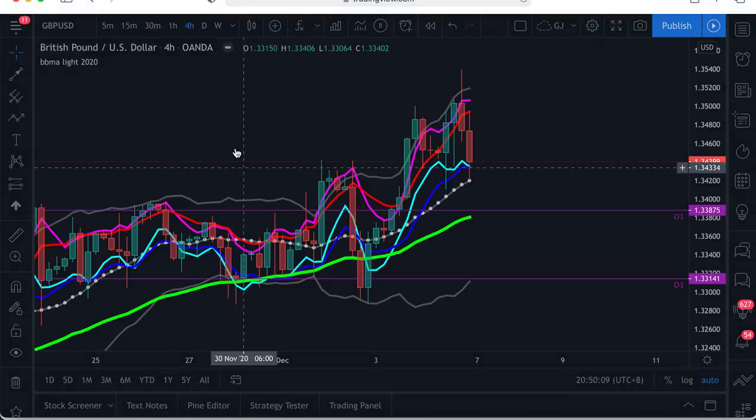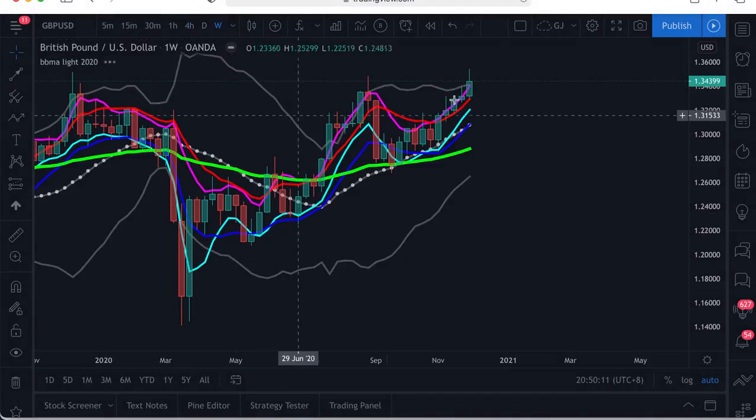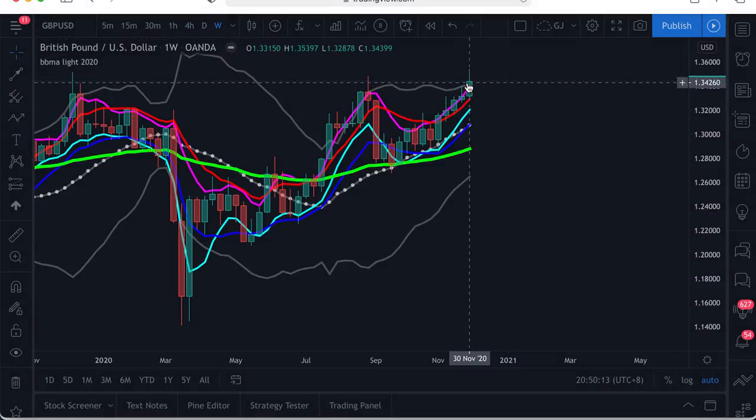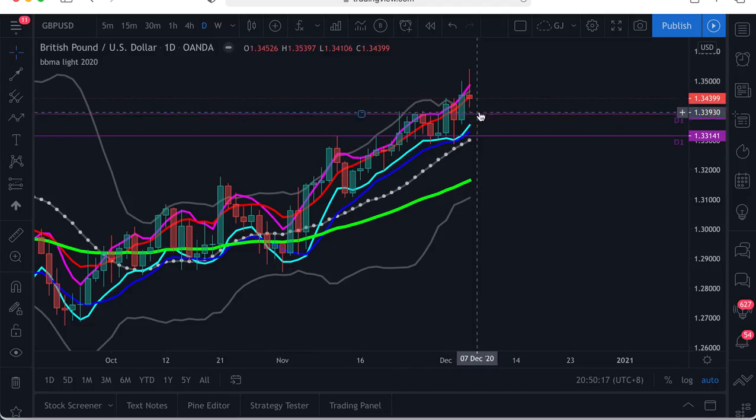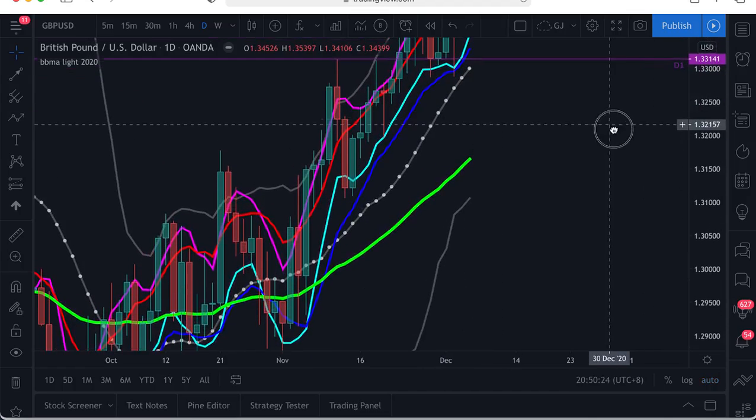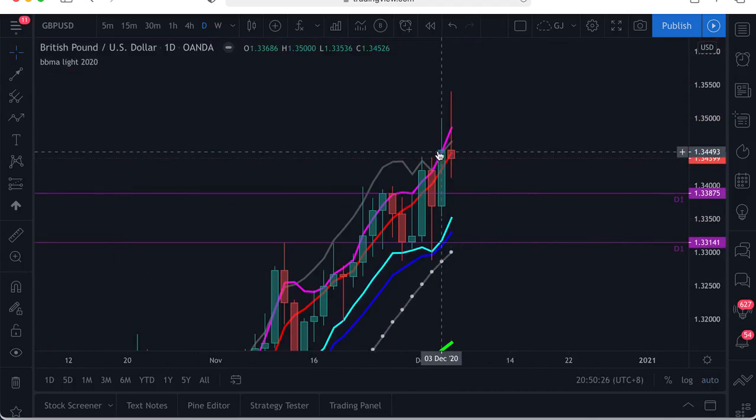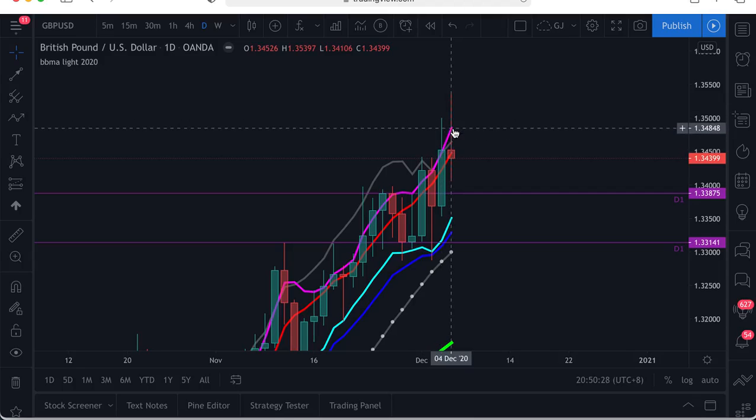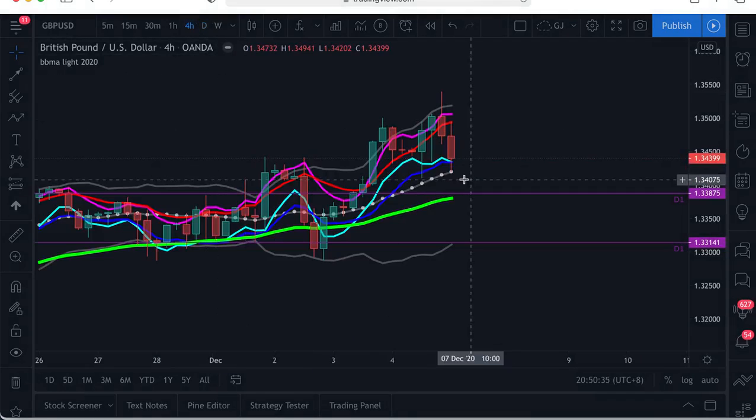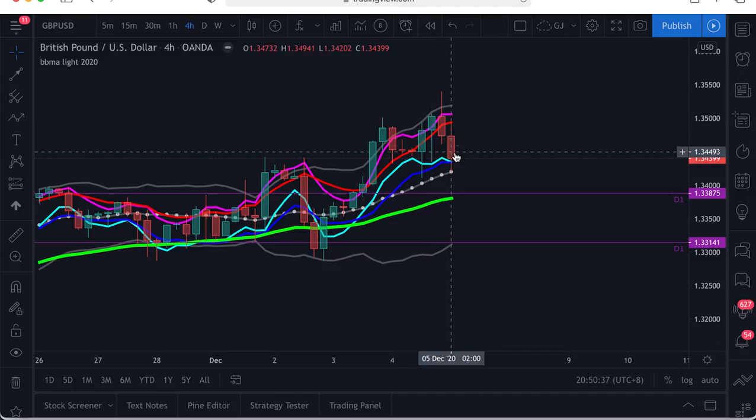For GBPUSD on weekly time frame, price closed right at the top Bollinger Band, so this is our re-entry sell. And on daily time frame, price is closing inside the Bollinger Band. However, if you look carefully, the EMA MA5 high is outside, so this is actually extreme sell. And on H4, price closes inside the Bollinger Band, making an MHV sell.